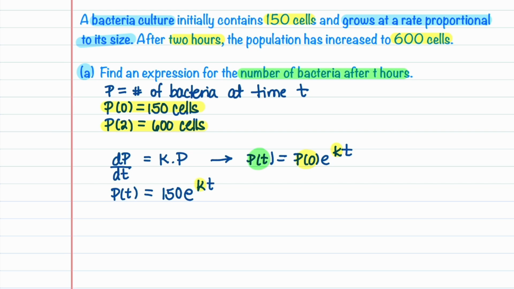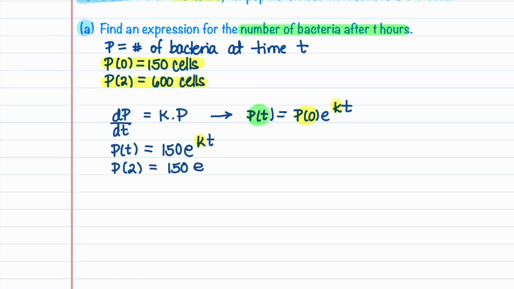Now we're going to solve for k. Let's plug in that P of 2 is equal to 600. So we have P of 2 is 150 e to the k, and then t now is 2, and this is equal to 600. Let's go ahead and divide both sides of the equation by 150. So we have e to the 2k is equal to 600 divided by 150, which is equal to 4.